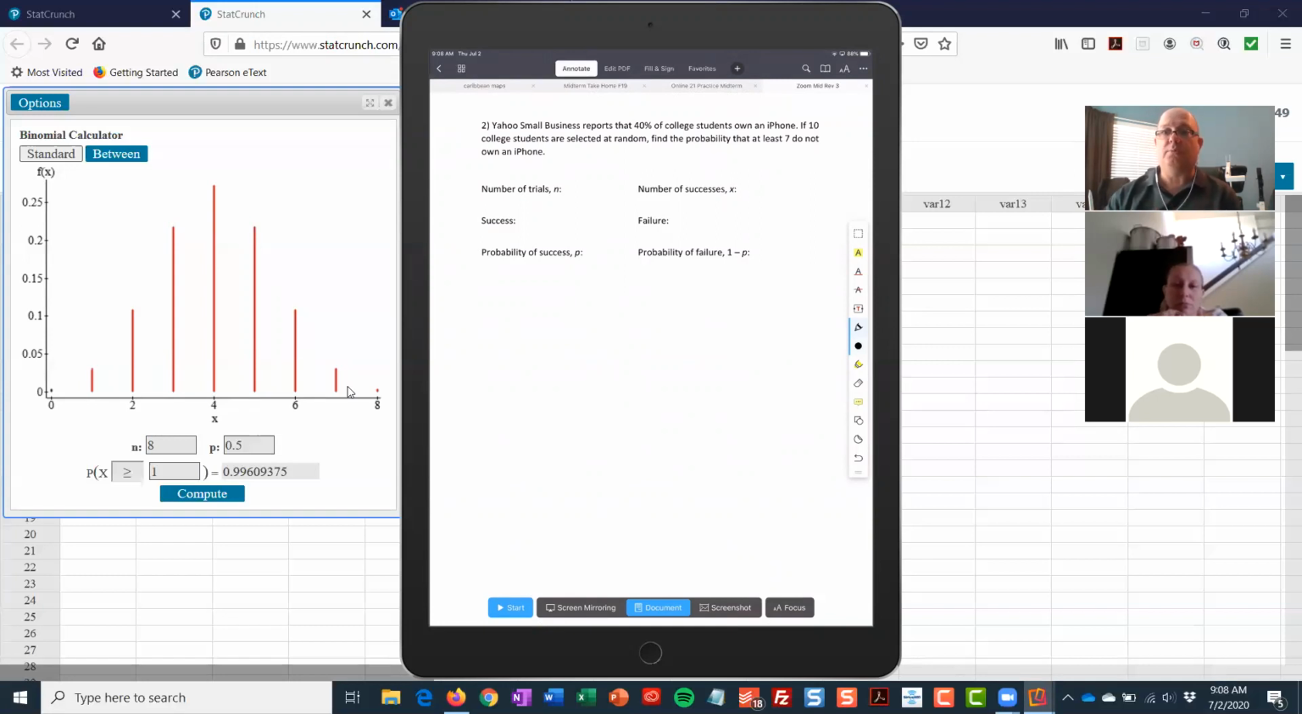This many out of that many with a percentage is binomial. The number of trials is the number of students selected. That's 10. The number of successes, find the probability that at least 7 do not own an iPhone. So that's greater than or equal to 7. But what we're counting is the number that don't own an iPhone.